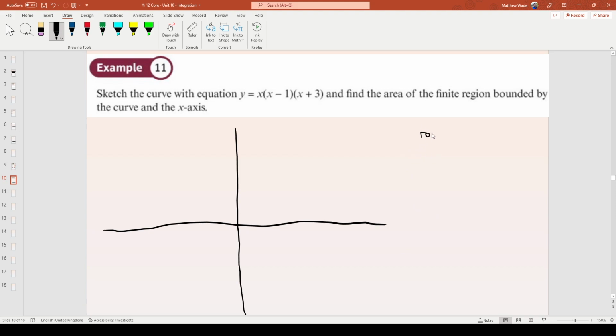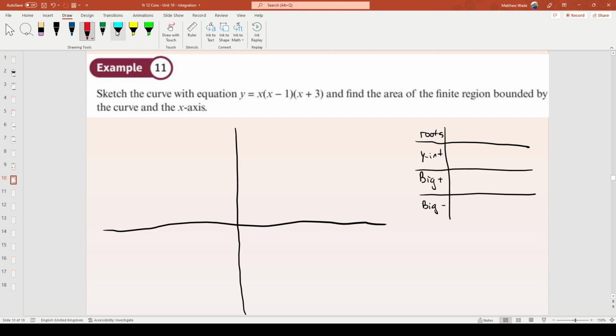Here's what you need to do to graph one of these. Roots, you need the y-intercept, you need big positive, and you need big negative. That's what you need, my buddies. If you know those things, you got a pretty decent idea of what the function looks like. Okay, so number one, have a look. Here's our function here. And what have we got for our roots? In other words, if y was equal to 0, what would x be?